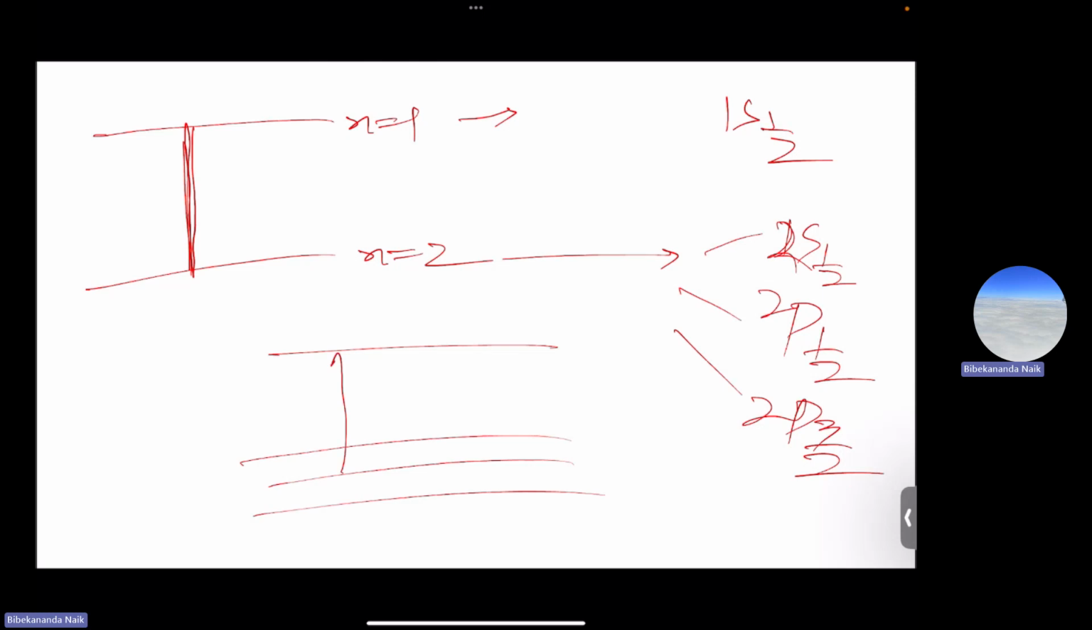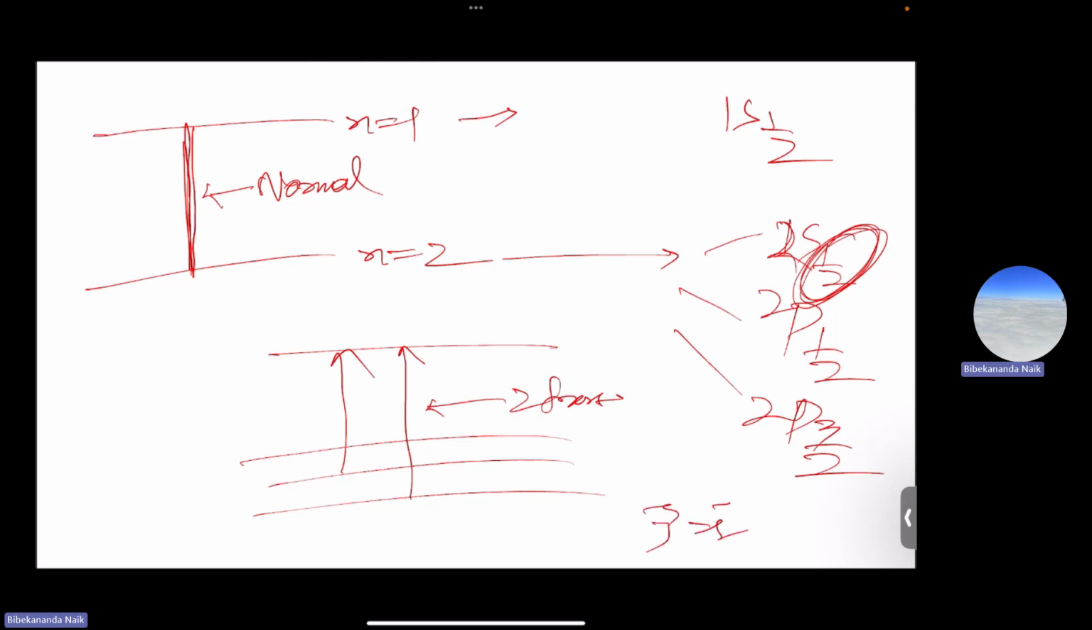The transition will now be from 2p half to 1s half and from 2p 3 by 2 to 1s half. So there are two transitions. The earlier one transition was the normal hydrogen spectra, according to the normal model given by Bohr Sommerfeld. But if you talk about the spin orbit splitting, due to the spin orbit interaction, we have this L dot S, and due to this we have the total quantum number J. The J vector is the L vector plus the S vector. Then one line is split into two lines.